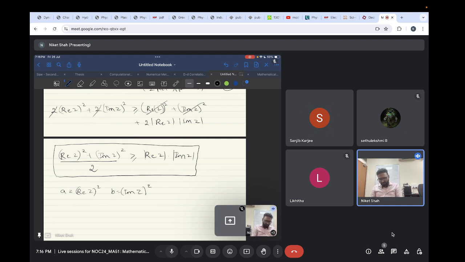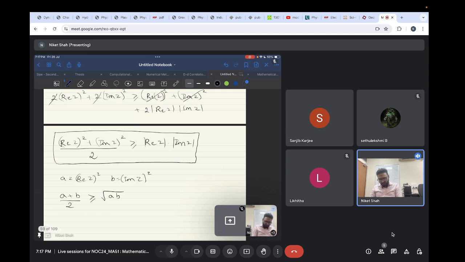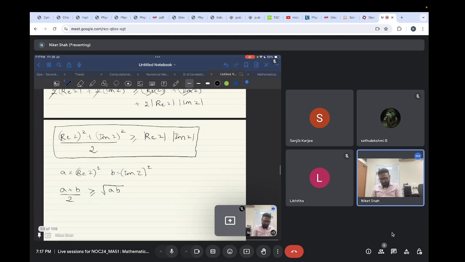Now what I'm saying is that we generally know that arithmetic mean is greater than or equal to geometric mean. The arithmetic mean in this case is (a plus b) by 2, and we know that this is always greater than or equal to square root of ab, right? So that's the inequality being applicable here. (a plus b) by 2 is the left hand side. If I solve this out, real part of z the whole square plus imaginary part of z the whole square divided by 2 is greater than or equal to square root of real part of z squared into imaginary part of z squared. If I take the square root, this is what I end up getting, right?